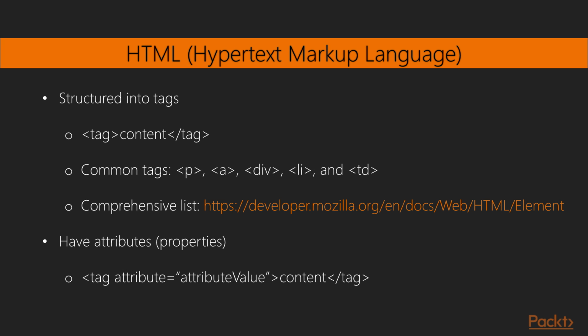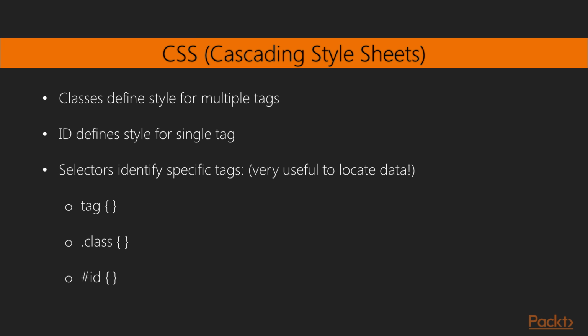The most common attributes a tag will have are a class and an ID. That leads us to CSS. Recall that CSS defines the style of a web page. Classes are used to assign a common style to a bunch of different tags, whereas since IDs are unique to a tag, they are used to assign a style to one particular tag.